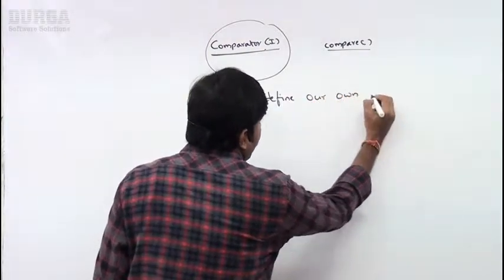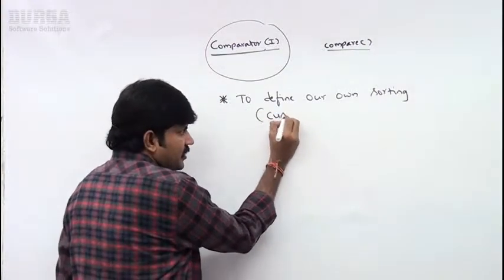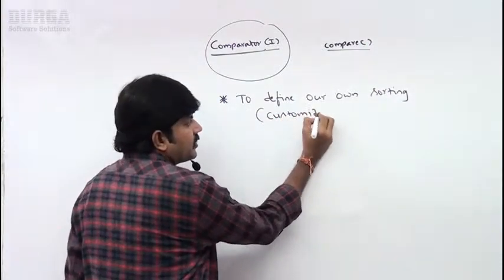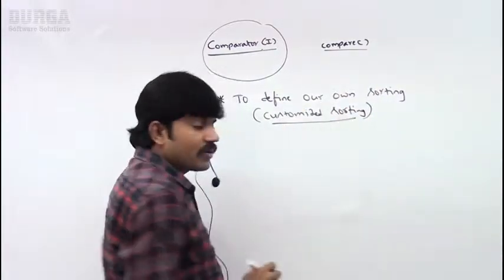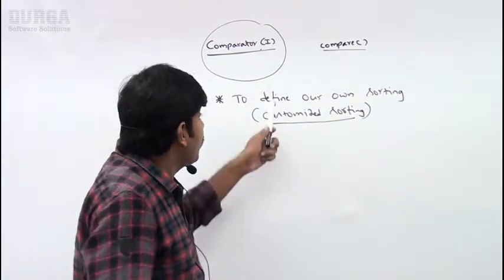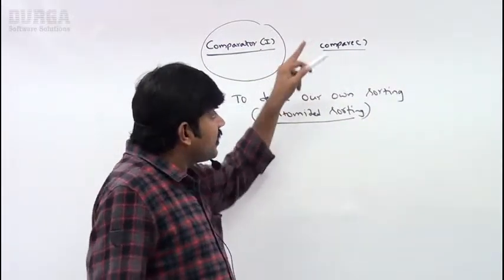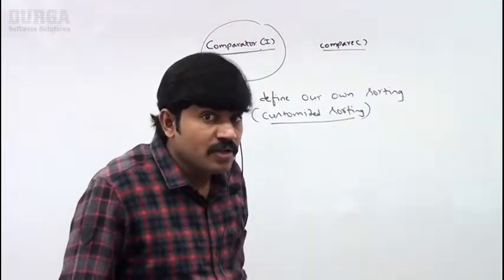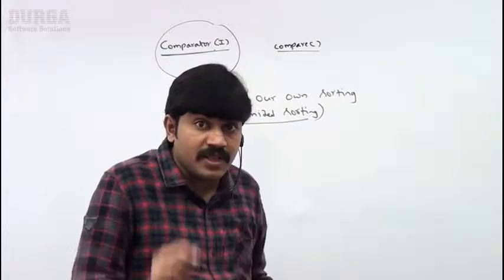To define our own sorting, that is customized sorting, we should go for the comparator concept. How many methods does this comparator contain? Only one abstract method. What is that method? Compare.